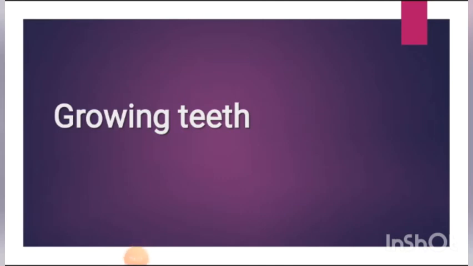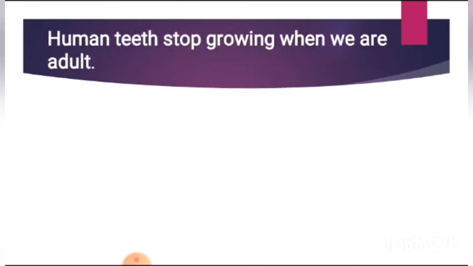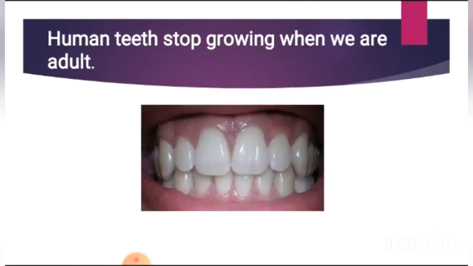Next point of this chapter or this topic is growing teeth. So teeth are very important for every meat eater and plant eater, because without teeth we can't chew, or we can't attack on the prey. Human teeth. First of all, talk about the humans. Human teeth stop growing when we are adult, and we have 32 teeth.